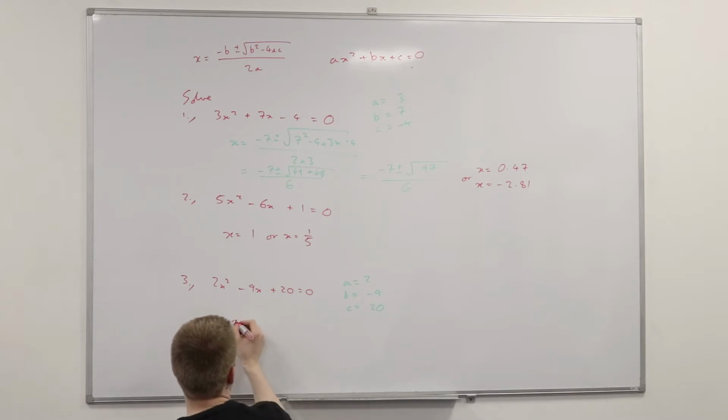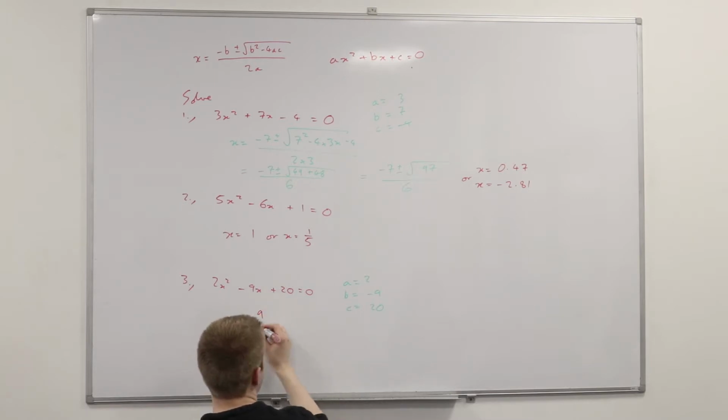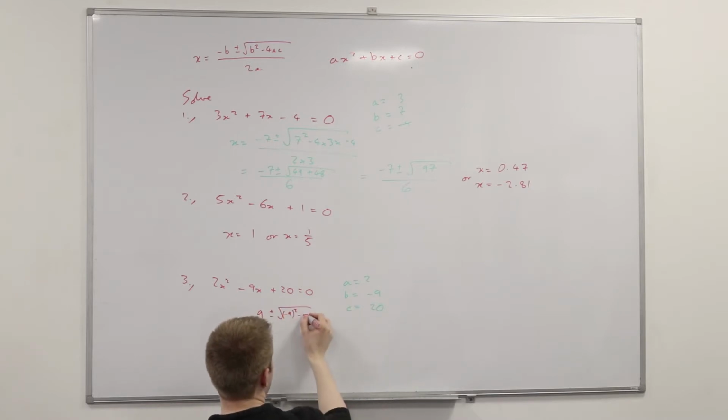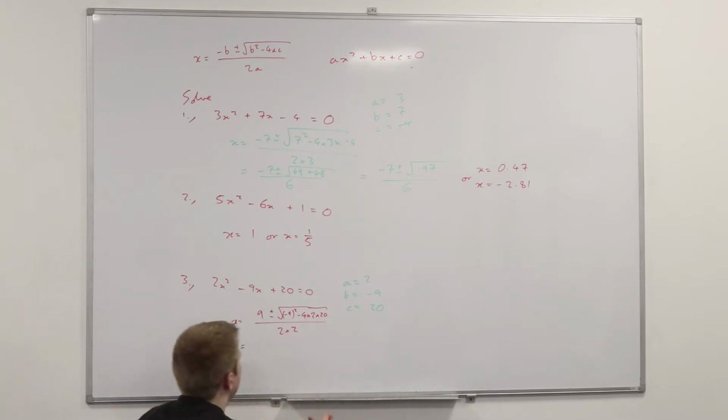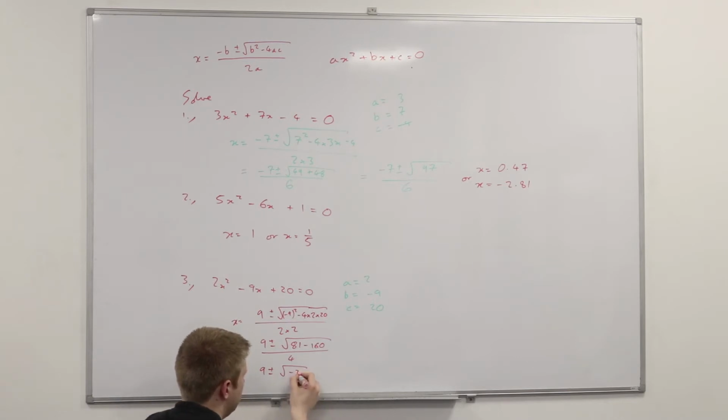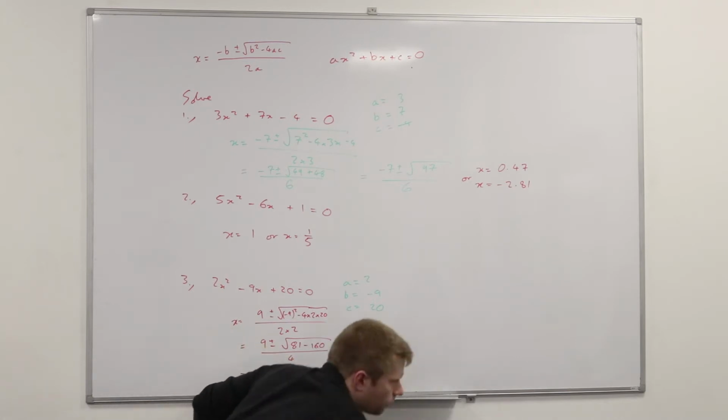So x equals, what's the negative of negative 9? It's just positive. Yeah, good, positive 9, plus or minus the square root of negative 9 all squared minus 4 times 2 times 20, all divided by 2 times 2, and then I go back and tidy. So 9 plus or minus the square root of 81 minus 160, all divided by 4. That goes 9 plus or minus the square root of negative 79, over 4. Okay.